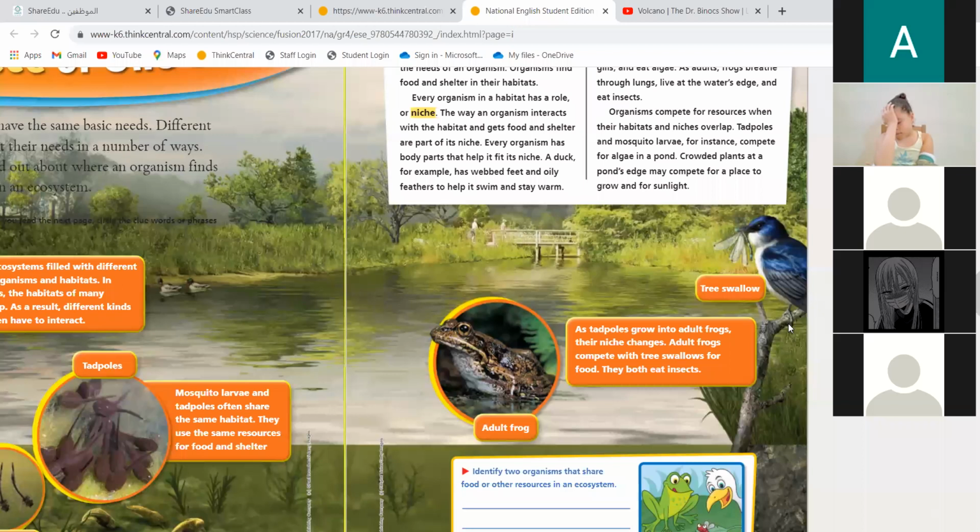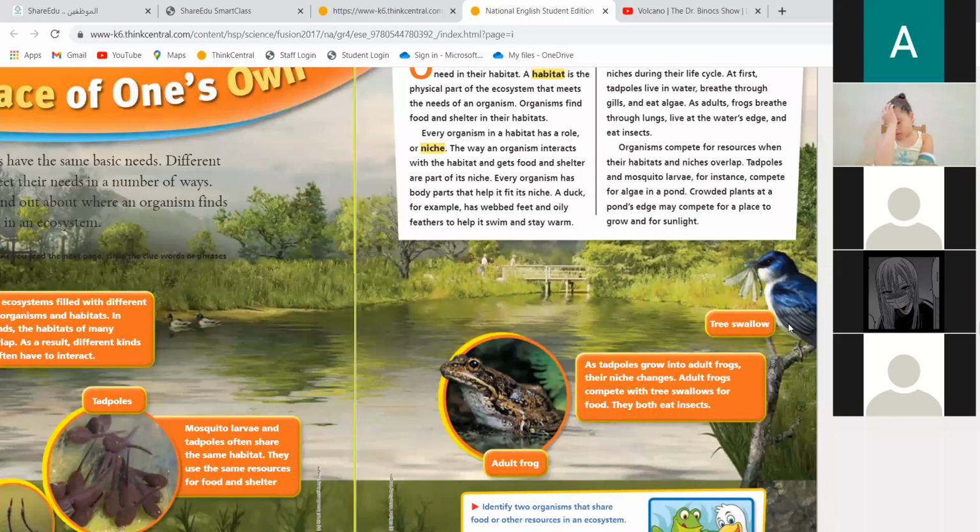A niche is that every organism in a habitat has a role, or a niche. Whatever an animal or an organism can do when it interacts with the habitat and gets food and shelter is part of its niche. Niche is the role. Whatever this organism is doing, this is its niche. Do you understand what a niche is?